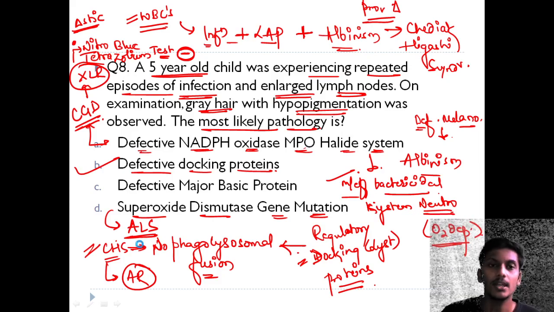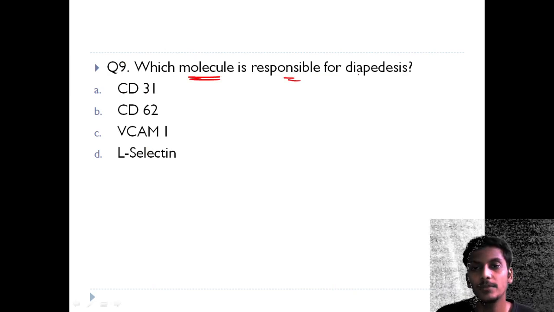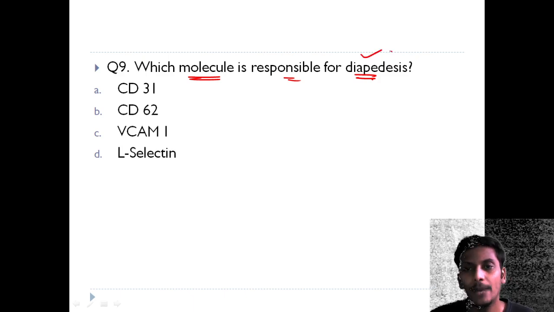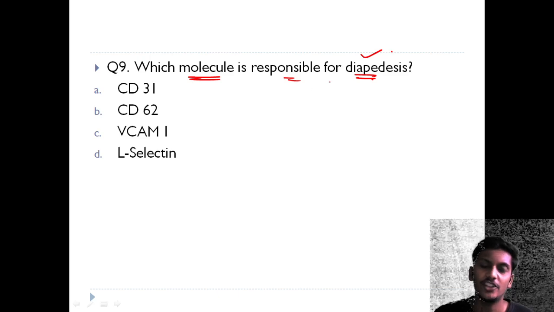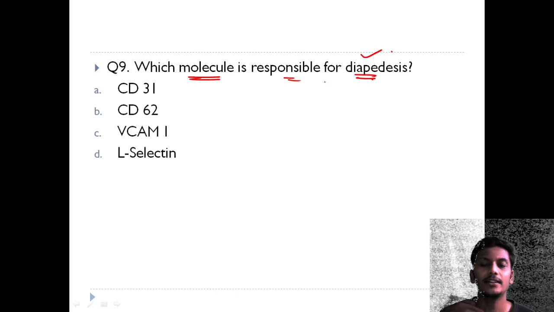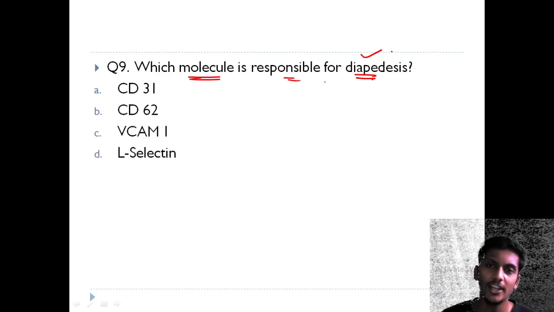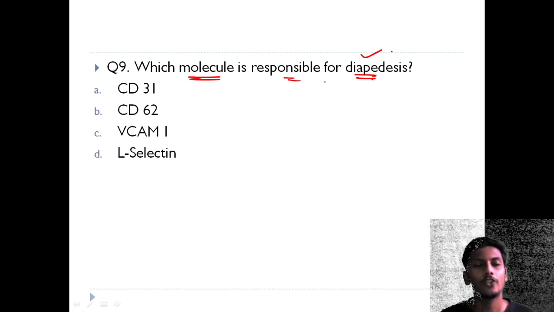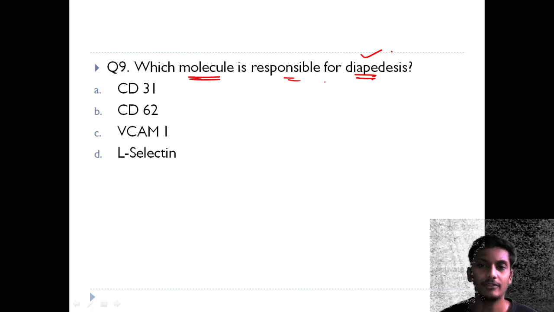So please remember this. Moving further to our question number 9, which molecule is responsible for diaphoresis? Okay, so please remember guys, what is diaphoresis? To understand that, we need to understand inflammation, right? Inflammation is mainly of two types: acute inflammation and chronic inflammation. Of sudden onset and shorter duration, it is acute inflammation. Of longer duration and prolonged onset, it is chronic inflammation, right?